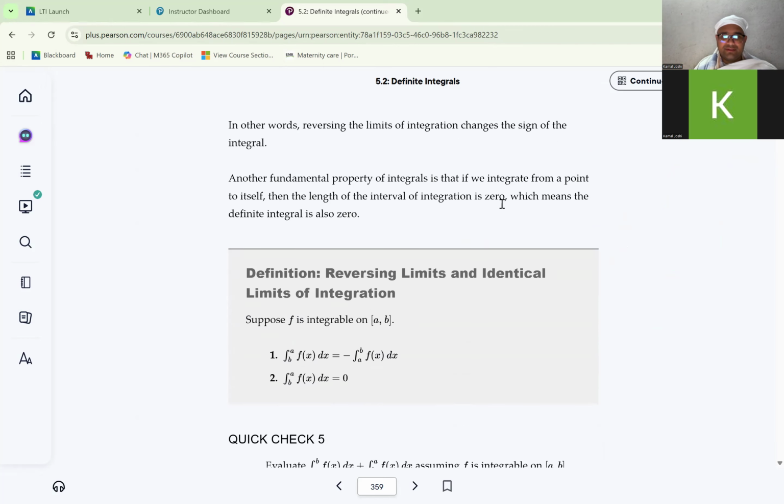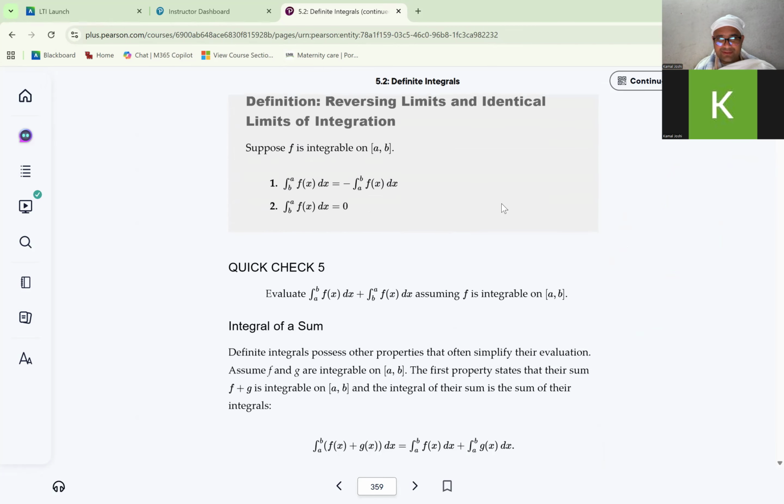Then the second property: if you apply the same concept here, I think there is a typo. This should have been the integral from A to A, not B to A. If you integrate from a point to itself, A to A, that becomes 0.